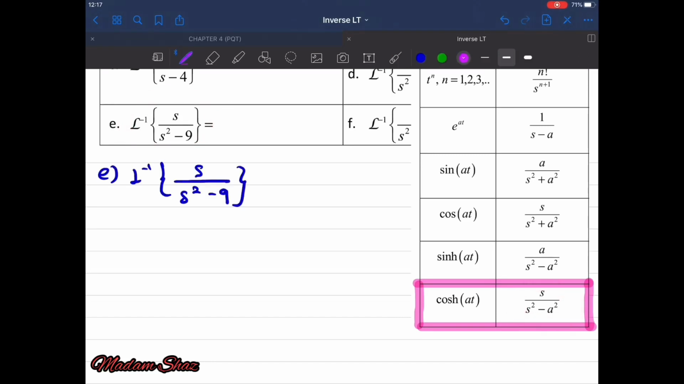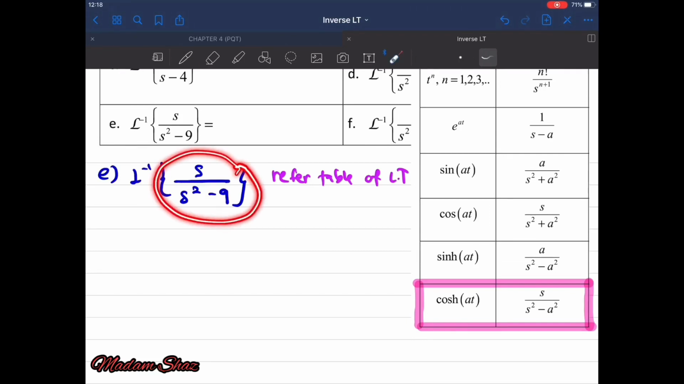So the first step, refer to the table of the Laplace transform. By referring to the table, you have s over s squared minus 9. This one you have s over s squared minus a squared. It means that you have to determine the value of a.